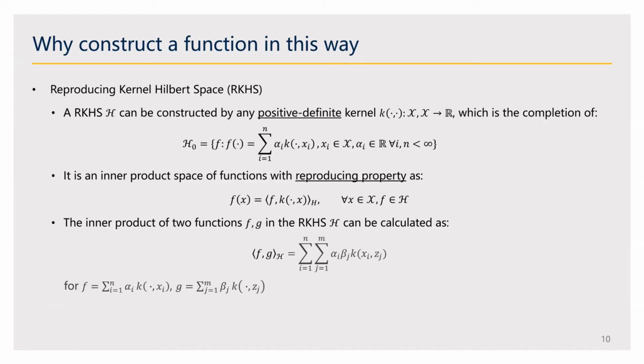RKHS is useful because it has a reproducing property, meaning that any function in the space can be evaluated by taking the inner product of the function and the kernel of this space. This property provides us a convenient way to calculate the inner product between two functions. We just need to evaluate the kernel at each pair of input points and sum them all.